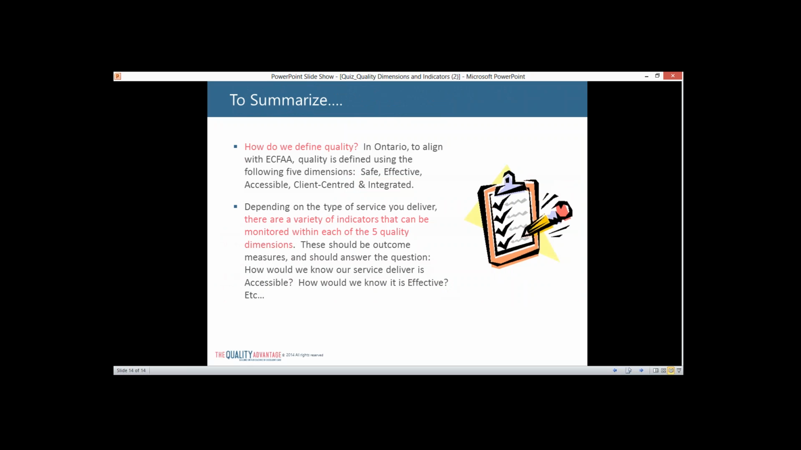And then, depending on the type of service you deliver, there are a variety of indicators that can be monitored within each of the 5 quality dimensions. These should be outcome measures and should answer the question, how would we know our service delivery is accessible, effective, etc. Good luck as you now go to think about how you'd like to define quality within your organization, and think about setting up a scorecard and identifying indicators that will fall within these 5 dimensions of quality.